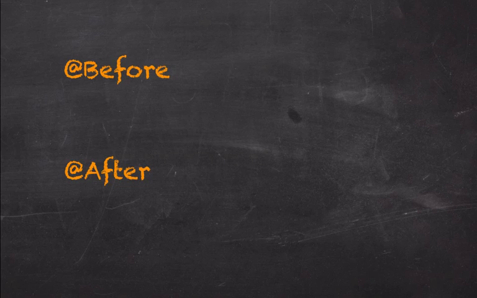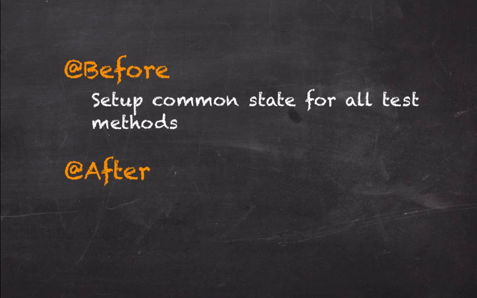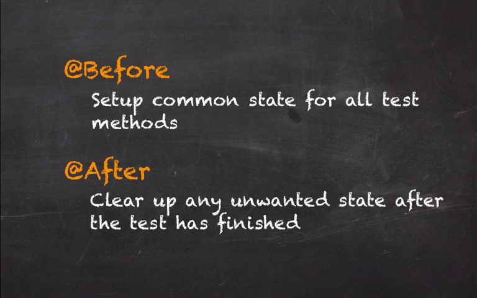The feature of JUnit that we're going to look at to help with the refactoring is the before and after annotations. We use before and after to specify code that should provide common setup state, and then clean down any unwanted state after the tests have run.